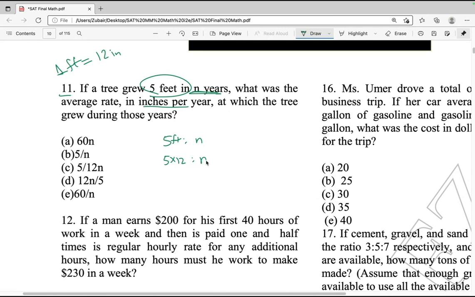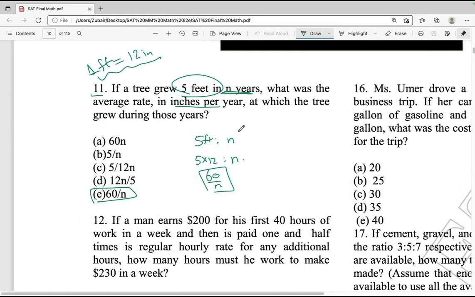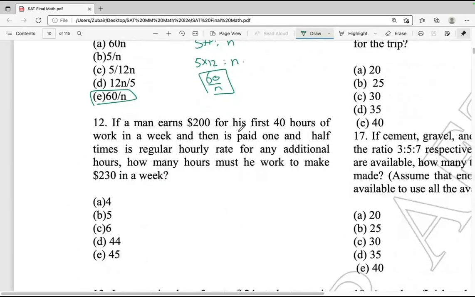So it would be 60 over n. So something like this. There are a few things which we would definitely have to memorize.